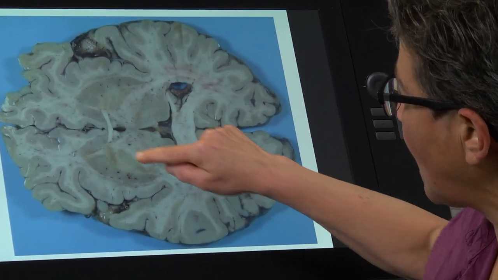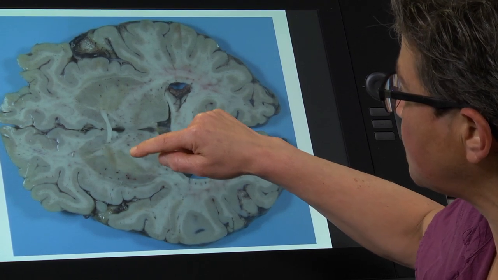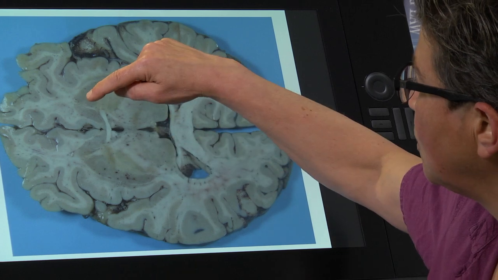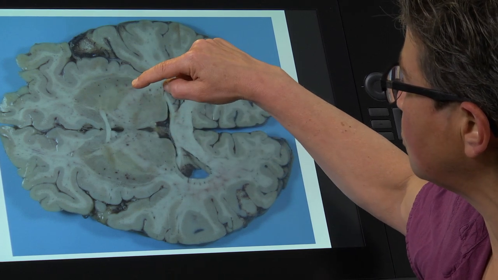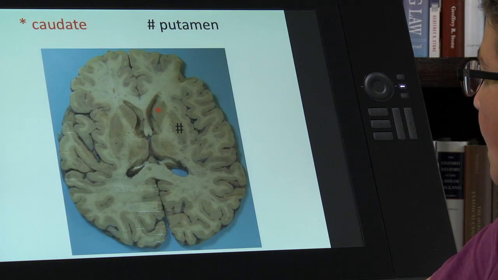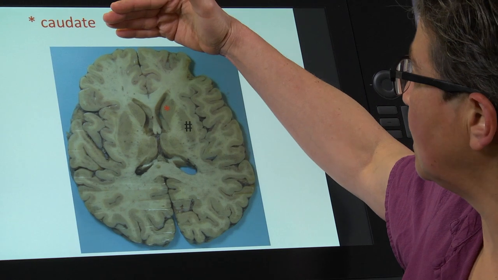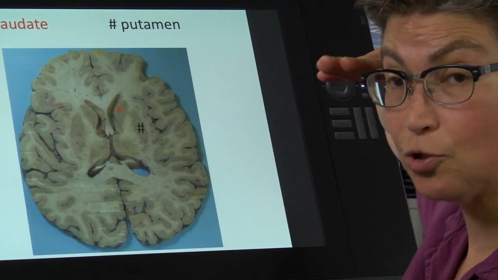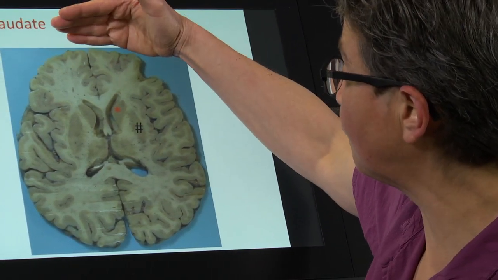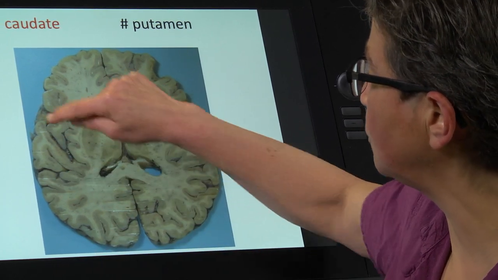Here is the internal capsule, and here is the putamen, the external globus pallidus, the internal globus pallidus. Here is another view of this. Again, this is an axial or horizontal section: the front, the back, the temporal lobe.